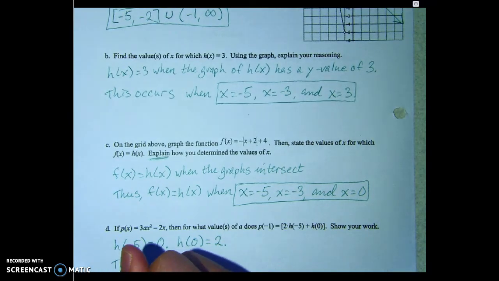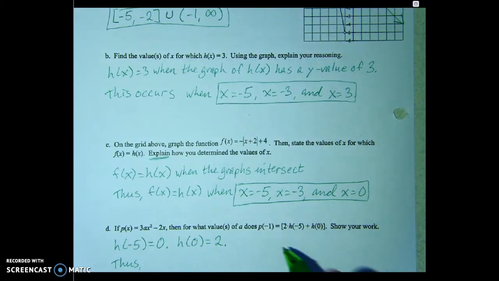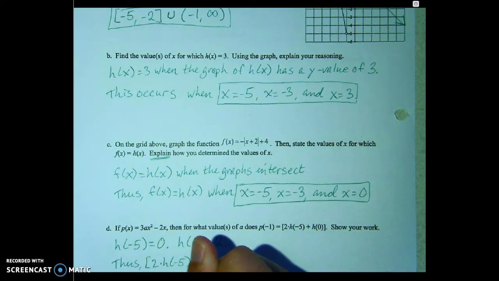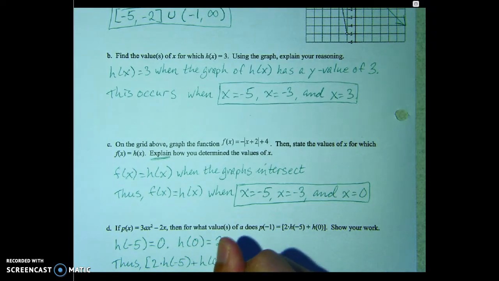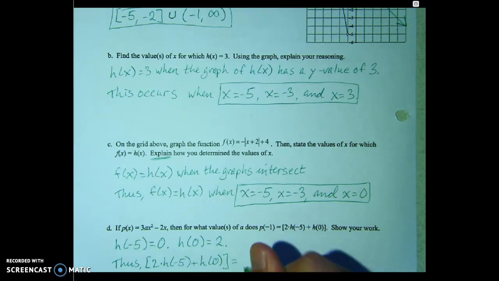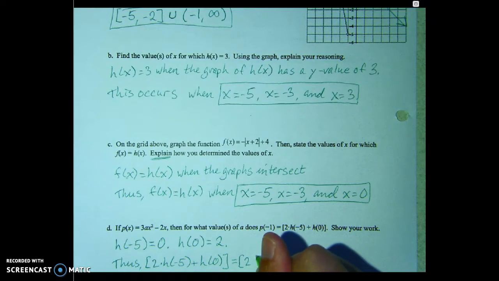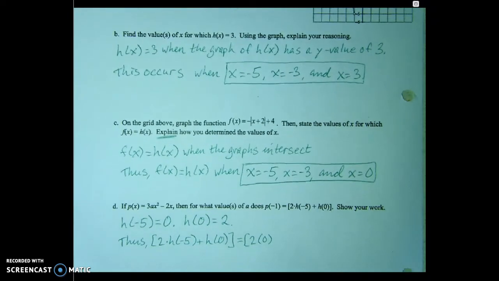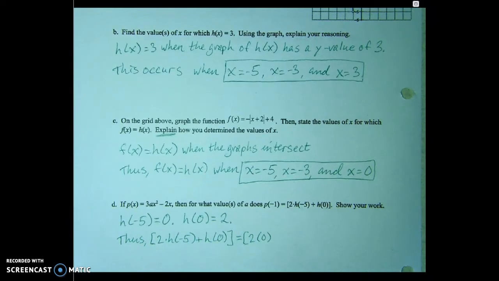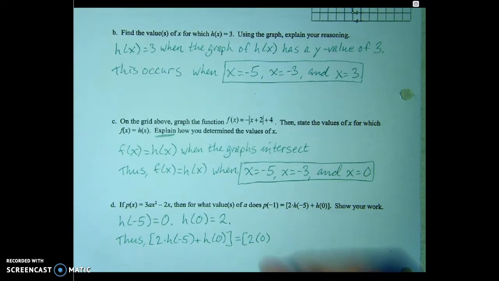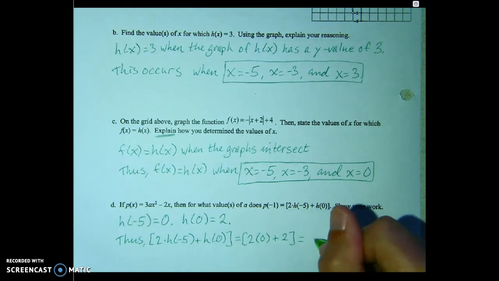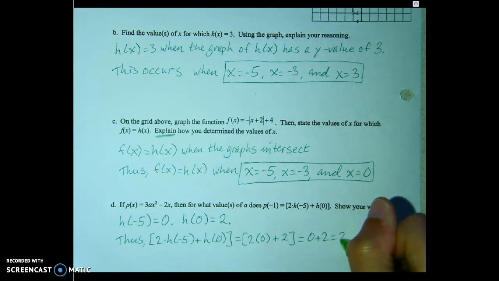Thus, this entire quantity, 2 times h of -5 plus h of 0, simply equals 2 times 0, from what we realized the output of h of -5 was equal to, right? 2 times 0 plus h of 0, which is 2. And that's just 0 plus 2, which is 2.